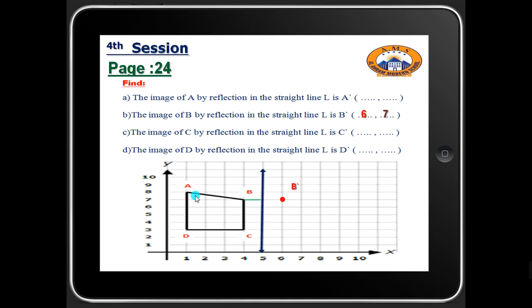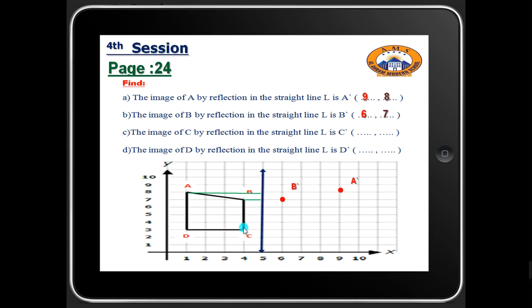So what about A? Count how many units A is away from L. Here I have 1, 2, 3, 4, so 4 units. Here also I'm going to the other side, I'm going to count 4: 1, 2, 3, 4. So here is the point A dash. And the ordered pair for it: I will start with the x-axis, 9, and then number 8. So the ordered pair here is (9, 8).